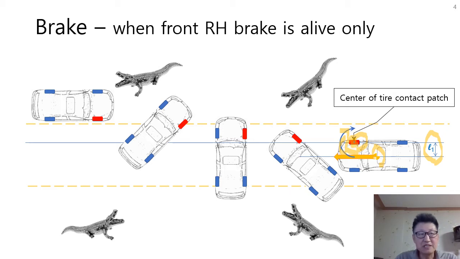Because the CG is on the longitudinal line, parallelly placed moment arm length L1 apart from the longitudinal tire center line. This is the tire center line. This is the longitudinal center line of the car. So we have moment arm length L1, this much.